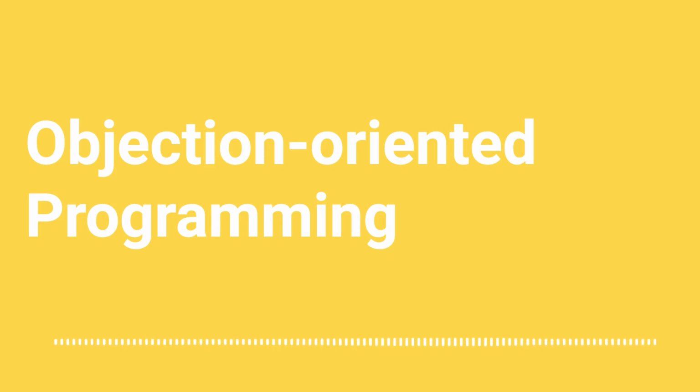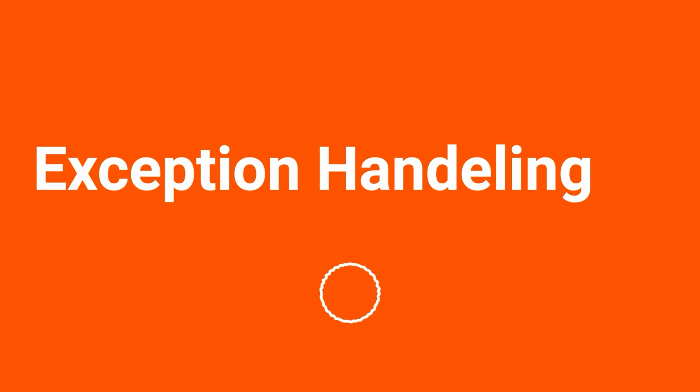This section introduces you to the core concepts of object-oriented programming in C#. You'll learn about classes, objects, inheritance, polymorphism, encapsulation, and abstraction, which are the building blocks of OOP. We'll then move on to exception handling in C#. You'll learn how to handle errors gracefully using try-catch blocks, and how to throw and catch exceptions in your code.